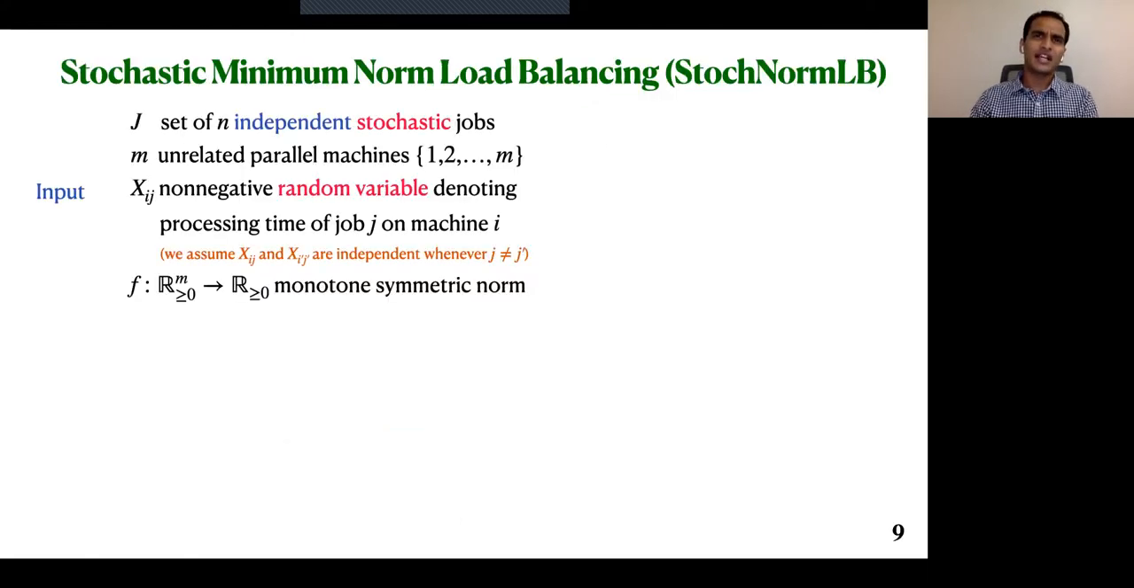Min norm load balancing has also been studied in the stochastic setting. Here we have a set of n independent stochastic jobs that need to be processed on exactly one of m unrelated machines. The processing time of a job j on machine i is a non-negative random variable X_ij, whose distribution is given to us. Like in the deterministic case, we are also given a monotone symmetric norm f.